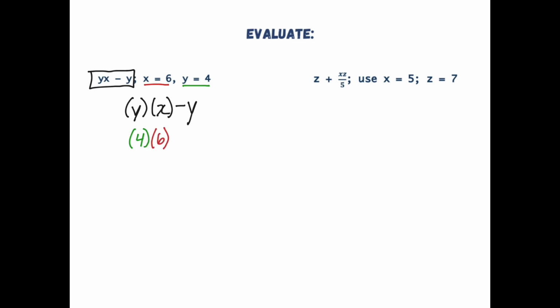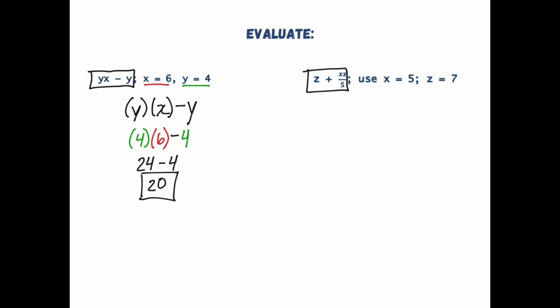Now make sure you're putting your numbers in the place of the correct letter. It's easy to mix them up, so always double check. And then the second y I'm going to replace again with the 4. Now I'm going to evaluate left to right, but first I see multiplication. So 4 times 6 is 24 minus 4. When I subtract, I get 20.